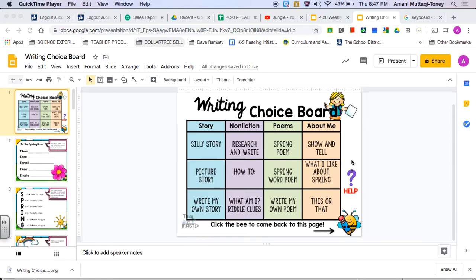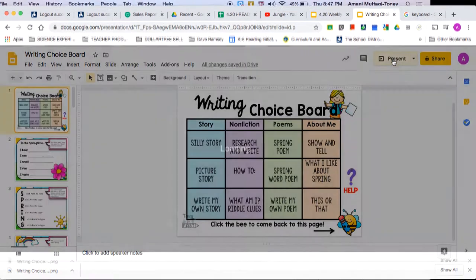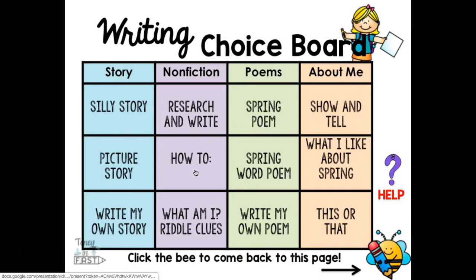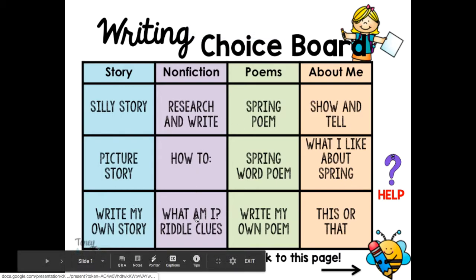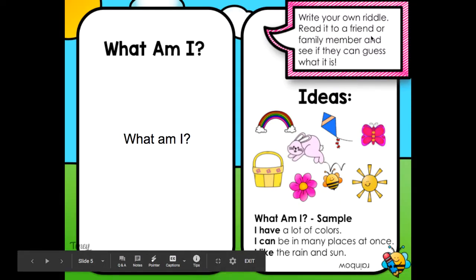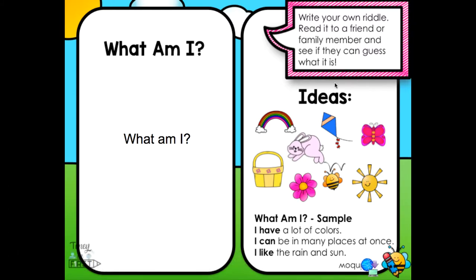The first thing you want to do is click at the top and press present. This will make everything bigger and easier for you to navigate. Now you can click on any choice in the box. I'm going to choose What Am I? The directions are always in a pink box and tell you what to do.